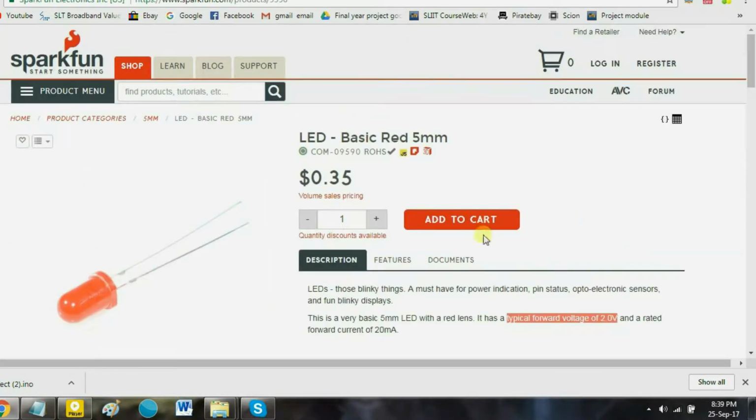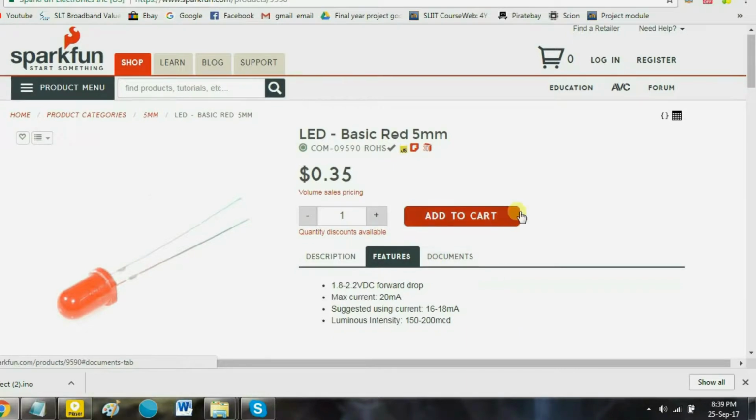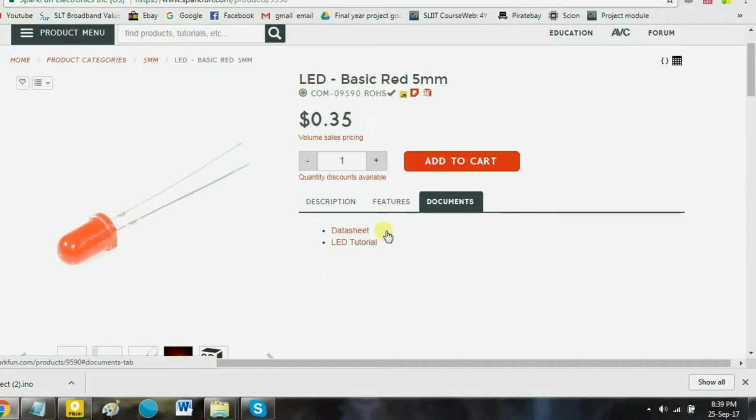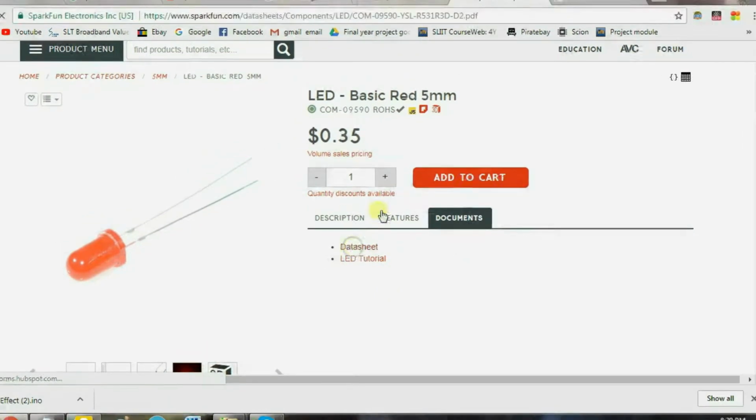In the features, the forward drop can be 1.8 to 2.2 volts DC, max current 20 milliamperes, and the suggestion they have provided is 16 to 18 milliamperes. This is the luminous intensity, which is the measure of how bright the LED is. So we'll proceed to documents and the datasheet. I'll also provide a link to the datasheet in the description.